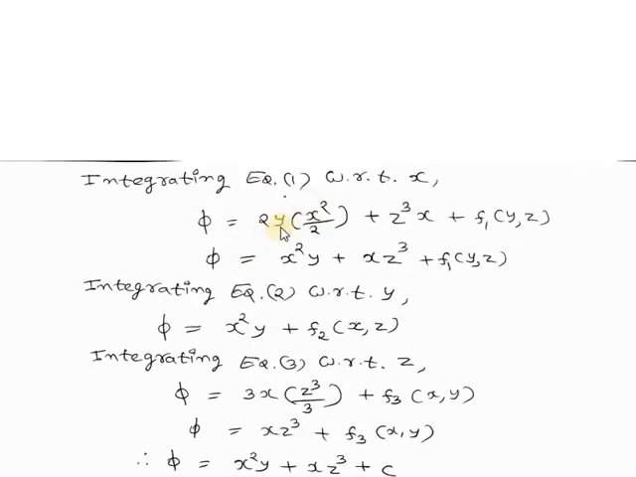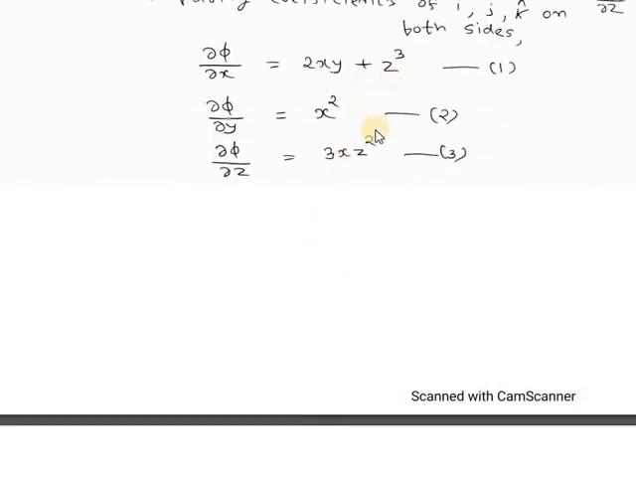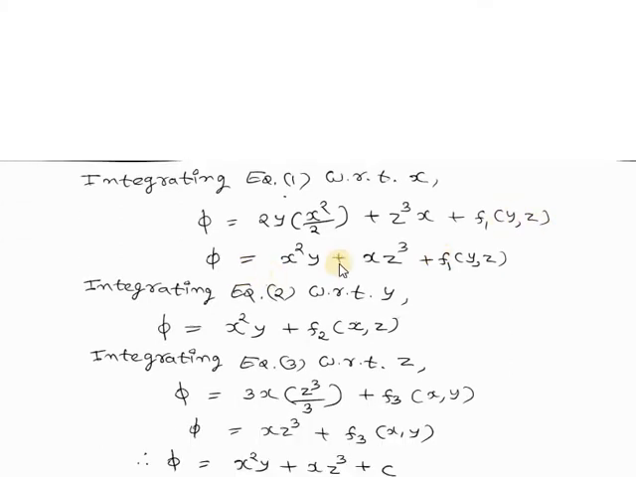So we will get 2y, integration of x is x square by 2, integration of z cube is z cube x, plus some constant, that is some function of y and z, because if we are integrating with respect to x, then y and z are constant. Okay, so answer of phi is this.